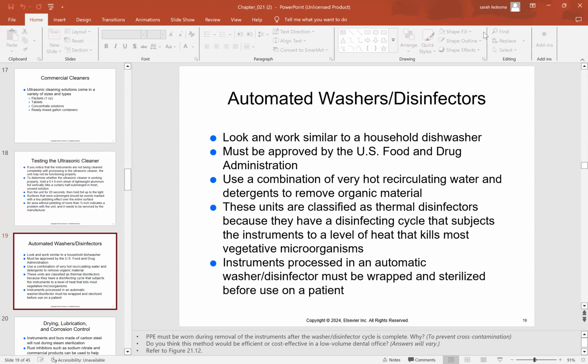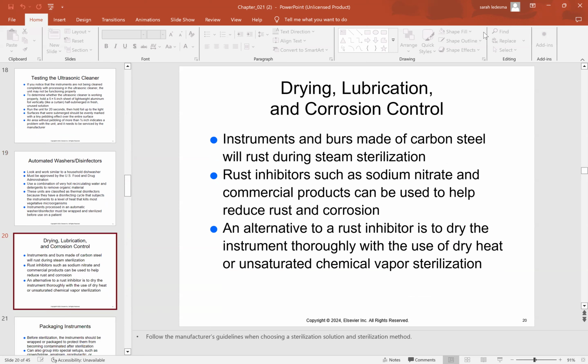Automated washer and disinfector. These look and work similar to a household dishwasher and must be approved by the U.S. Food and Drug Administration. They use a combination of very hot recirculating water and detergents to remove organic material. Instruments and burrs made of carbon steel will rust during steam sterilization. Rust inhibitors such as sodium nitrate and commercial products can be used to help reduce rust and corrosion. An alternative to a rust inhibitor is to dry the instrument thoroughly with the use of dry heat or unsaturated chemical vapor sterilization.